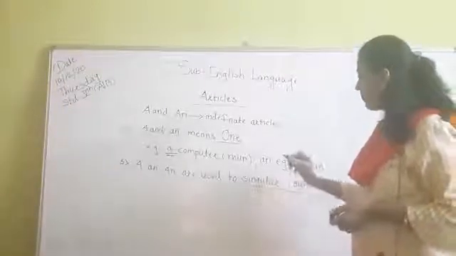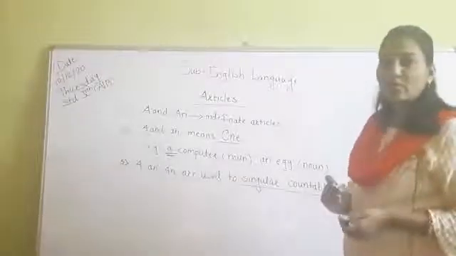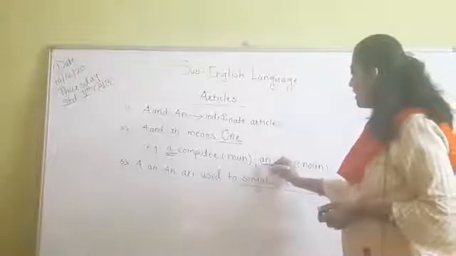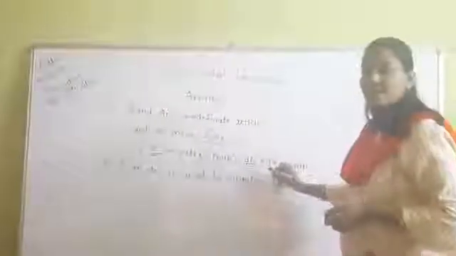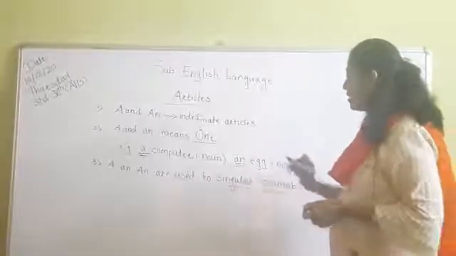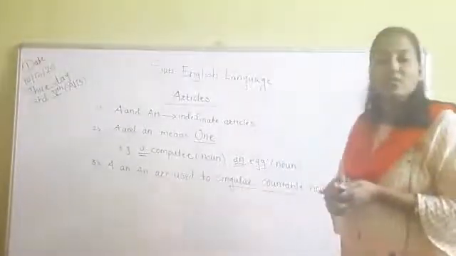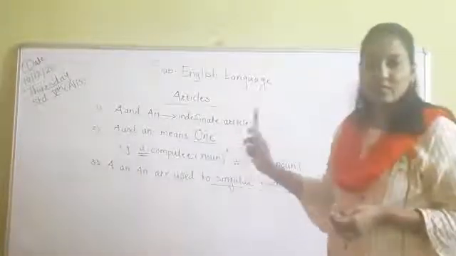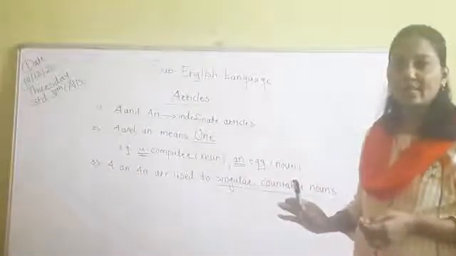Then, an egg. We are talking about one egg, so we have used an egg. Egg is also a noun here, and we are talking about one egg. So a and an mean one. Up to now, have you understood?